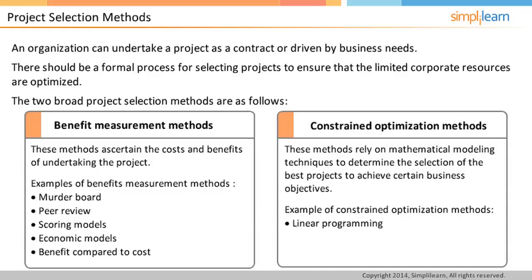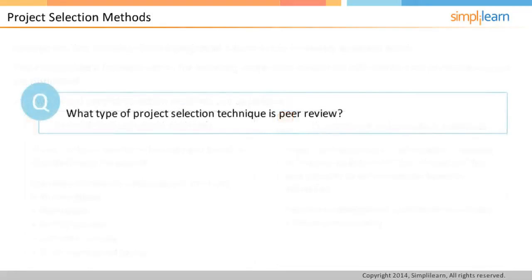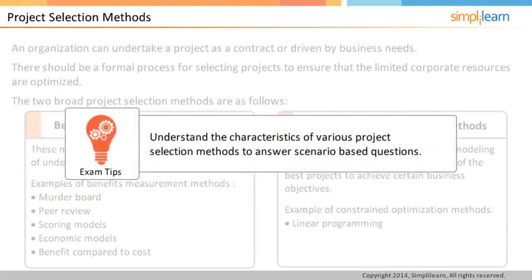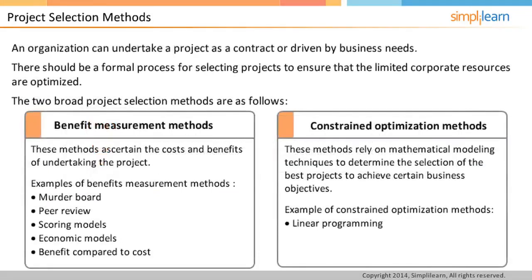A typical question on the PMP exam could be, what type of project selection technique is peer review? And the right answer is benefit measurement method. You need to understand the characteristics of various project selection methods to answer scenario-based questions. In the next screen, we will focus on the project selection methods.